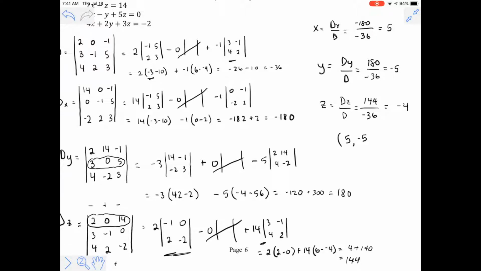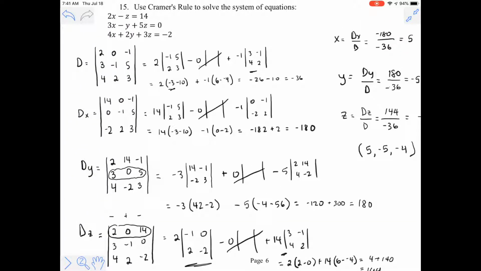So the solution is x equals 5, y equals negative 5, and z equals negative 4.